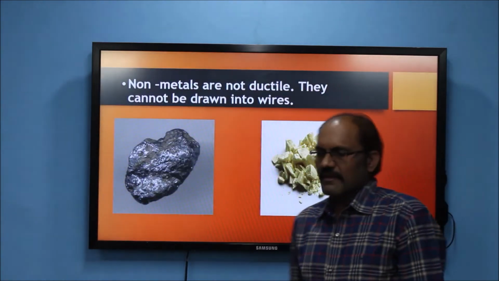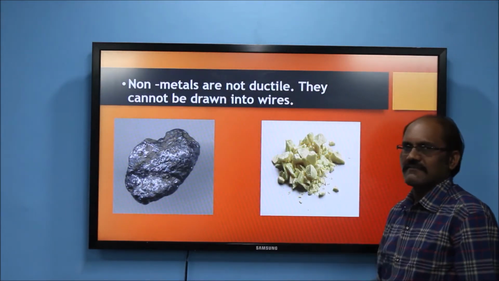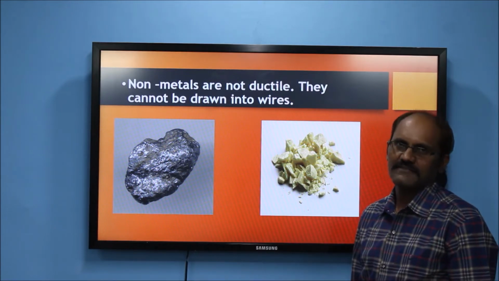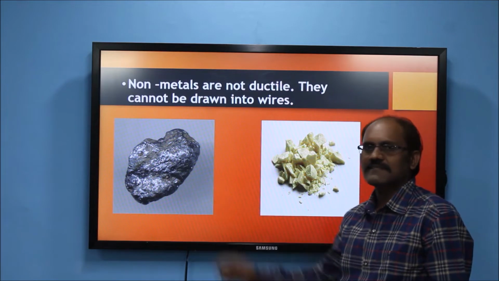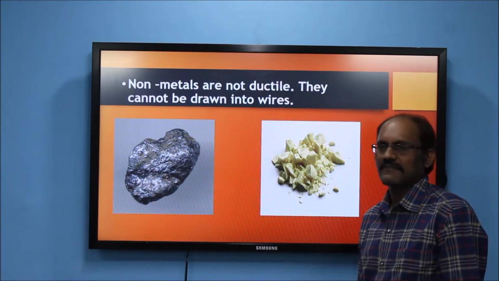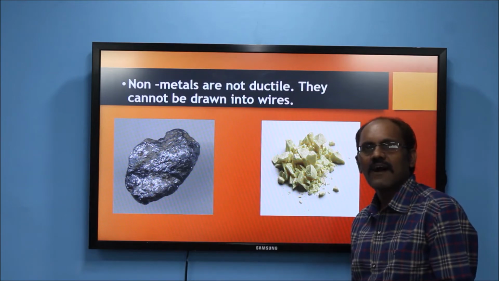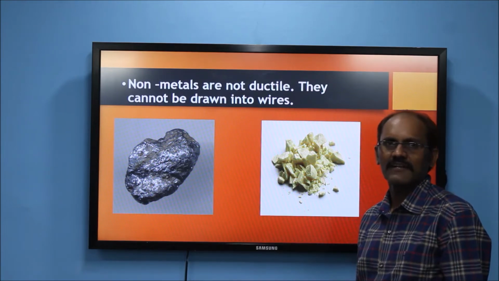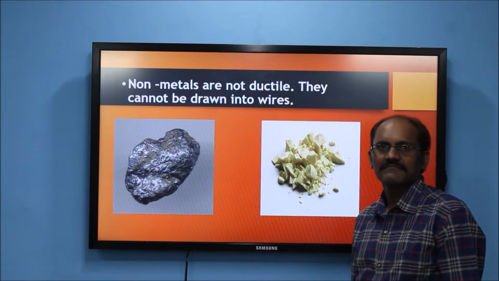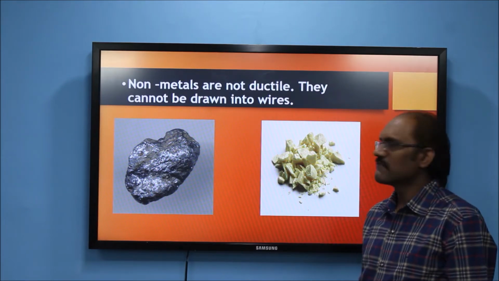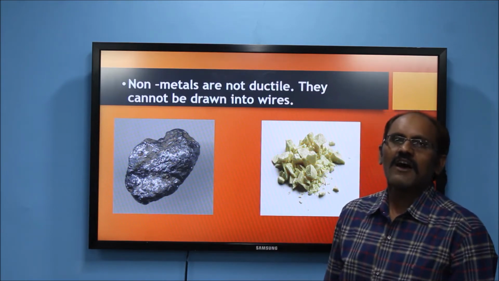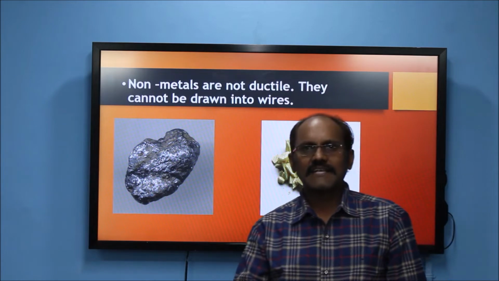Non-metals are not ductile. That means they cannot be made into wires. For example, this is coal and this is sulfur. Coal contains carbon, which is a non-metal. Sulfur is also a non-metal. We cannot make wires from these non-metals. That is why non-metals are not ductile.